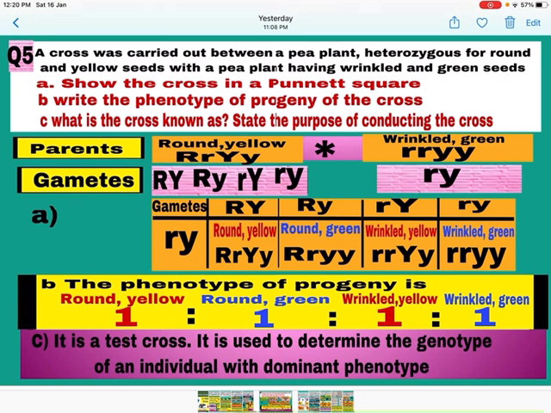So phenotypic ratio क्या हुआ? 1:1:1:1. All 4 types are in the ratio of 1:1:1:1. Okay, now what C question देखिए. What is the cross known as? It is called as the test cross. State the purpose of conducting the cross. It is used to determine the genotype of an individual with dominant phenotype. And with this we can find out the genotype of given individual when it is crossed with homozygous recessive.